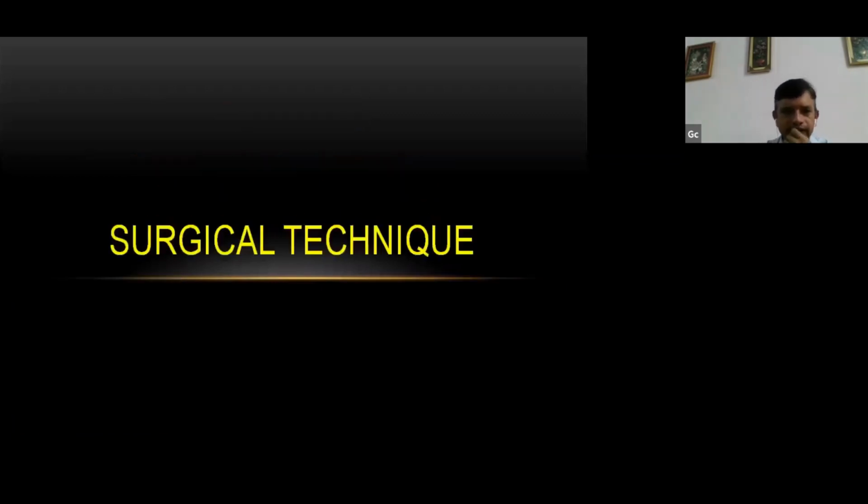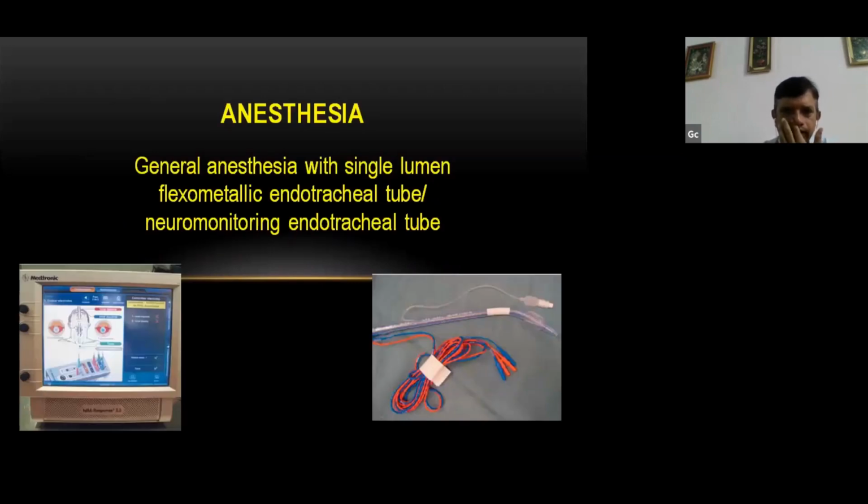So then we discuss some basics, and come to the surgical technique per se. Anesthesia: all procedures require general anesthesia with a single lumen flexometallic endotracheal tube. But nowadays neuromonitoring is essential for all endoscopic procedures because of litigations. Like pre-operatively, we do direct or indirect laryngoscopy in all patients, similarly during the surgical procedure you have to use the neuromonitoring system.